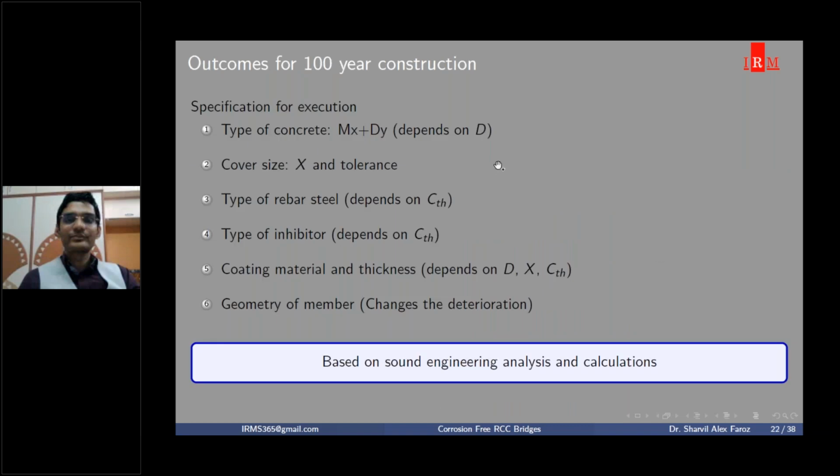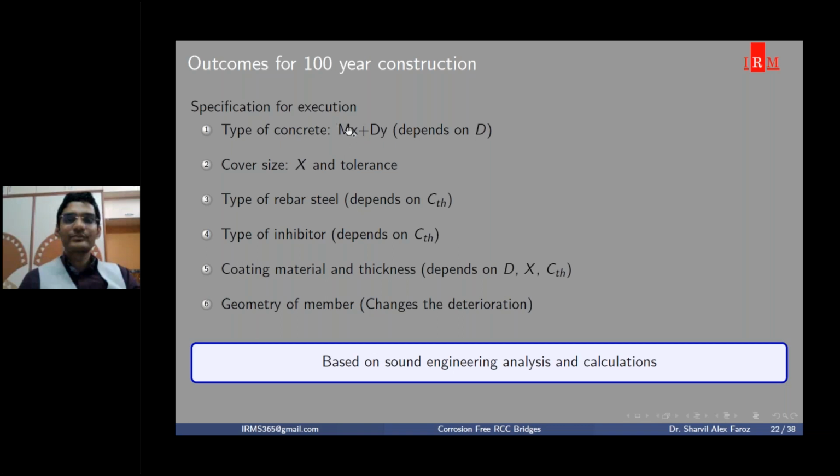Once you have done this analysis and design, it will provide you the specifications for execution. It will tell you all the specifications which you should provide to the contractor. Let us take a look at what specifications you can provide to the contractor. The first is the type of concrete.